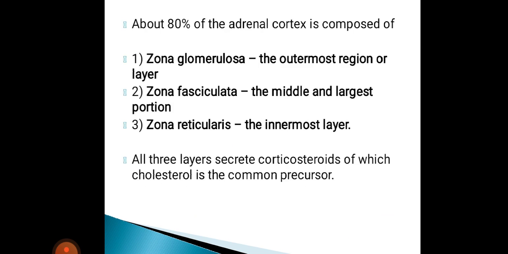About 80% of the adrenal cortex is composed of number 1, zona glomerulosa, the outermost region or layer, and second one is zona fasciculata, the middle and largest portion, and third one is zona reticularis, the innermost layer. All 3 layers secrete corticosteroids, of which cholesterol is the common precursor. Already told you.